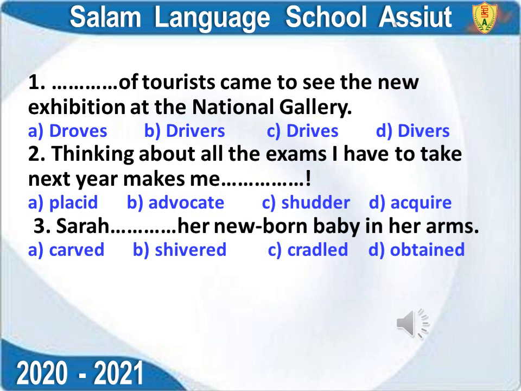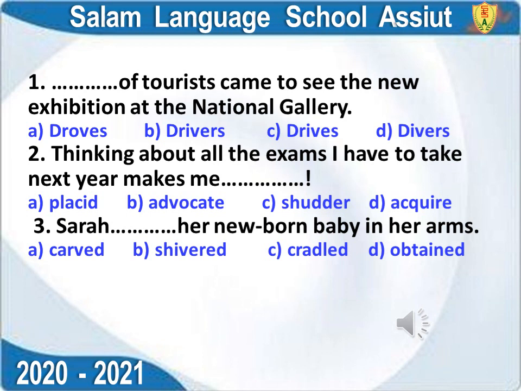Choose the correct answer. Number 1. Droves of tourists came to see the new exhibition at the National Gallery. The answer, which one? Exactly, correct. Droves. This means large numbers of people.